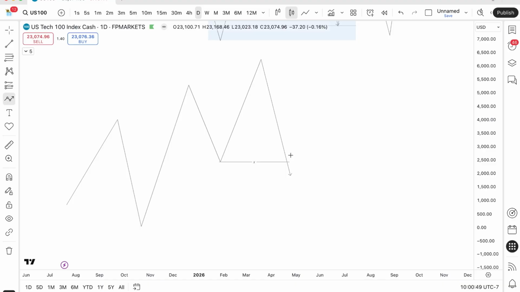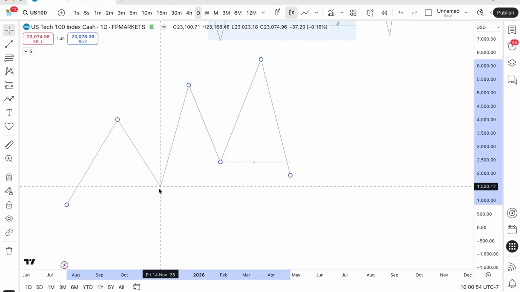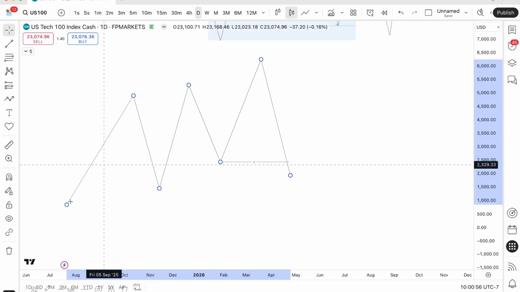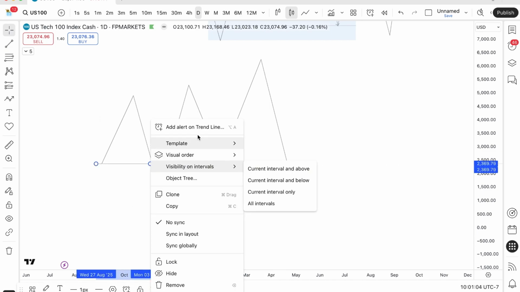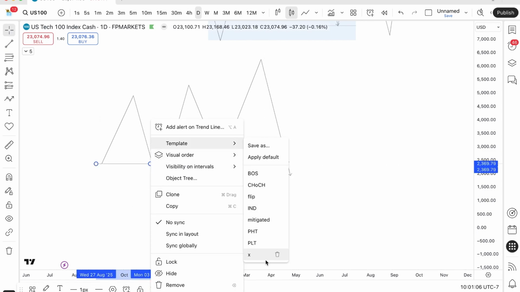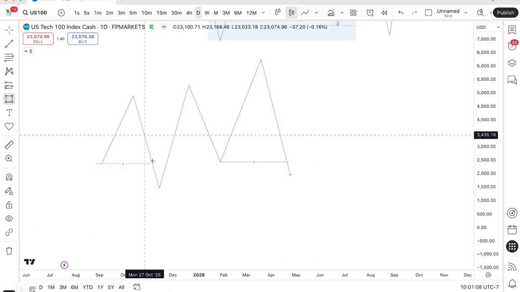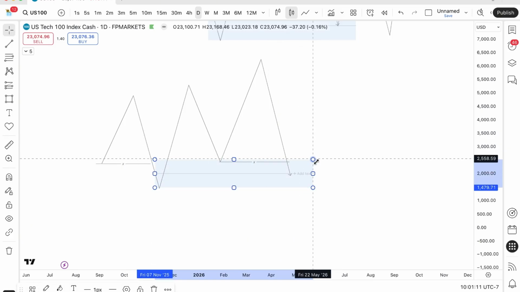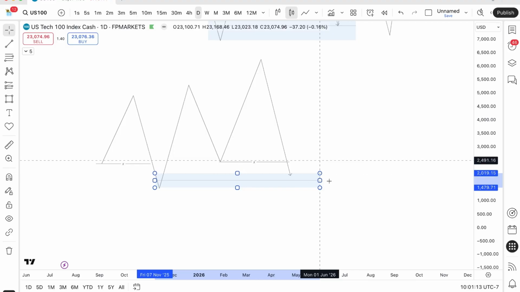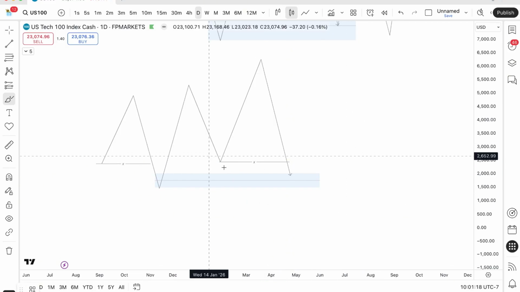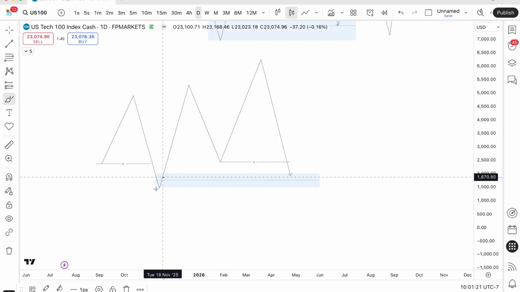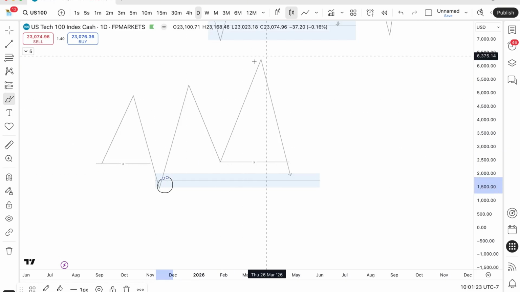So let me explain. Right here, this is an inducement. Here's a demand zone. Let's make this demand zone kind of close to this inducement here, okay? And we had this low swept, okay? And then this is the demand zone right here. Demand zone can even be like this. It doesn't really matter. You just need to understand the concept. Once I see liquidity, then I can apply my demand and my supply zones.